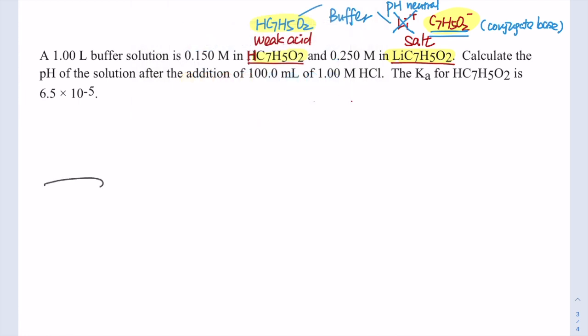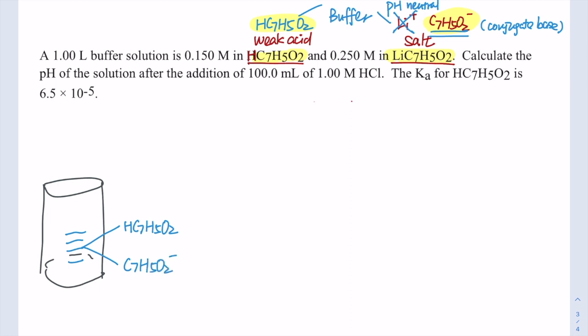So let's start to draw that. Say I have a beaker, and inside this beaker I have this buffer, with this weak acid and its conjugate base. Let's see what happens now. Of course, we could calculate the pH of this buffer, but that's not what this question is concerned about. The question is concerned about the pH of the solution after addition of 100 mL of 0.1 molar HCl.